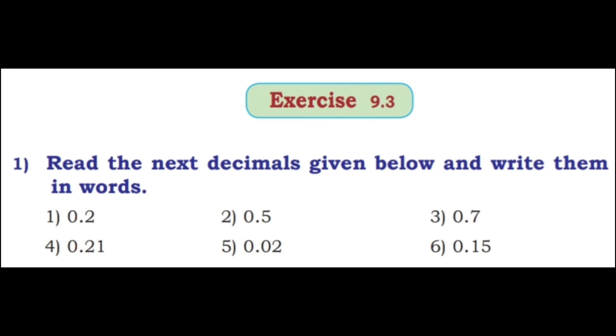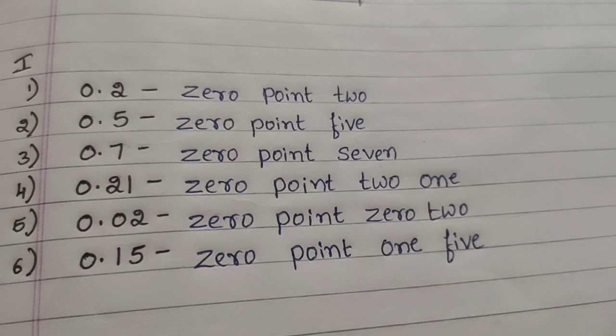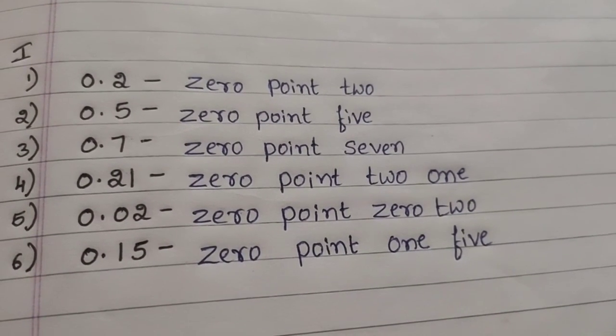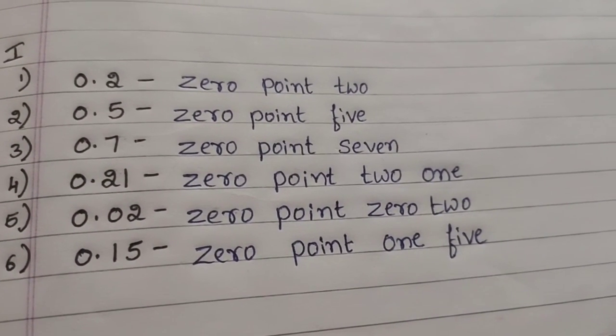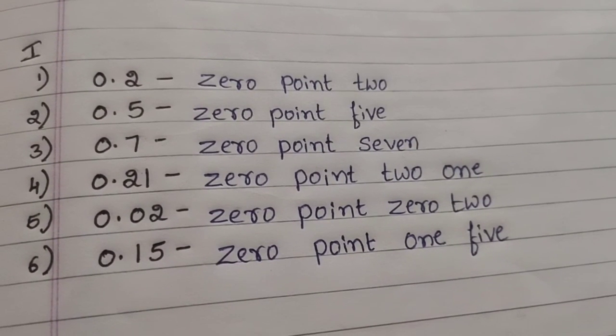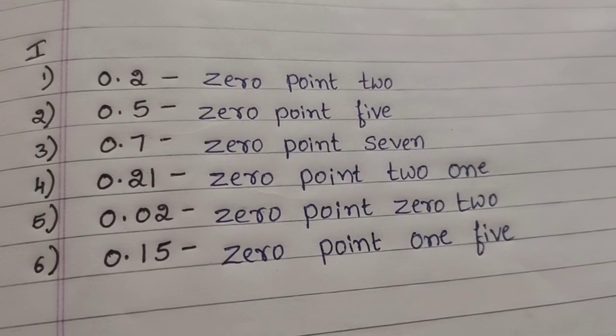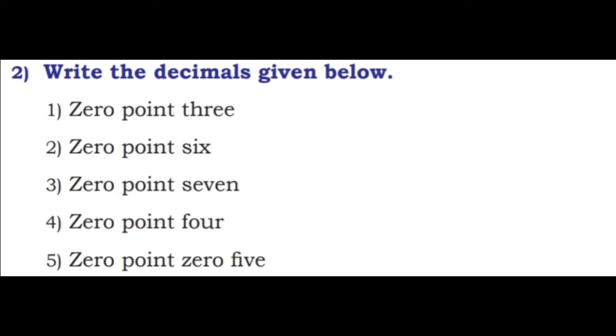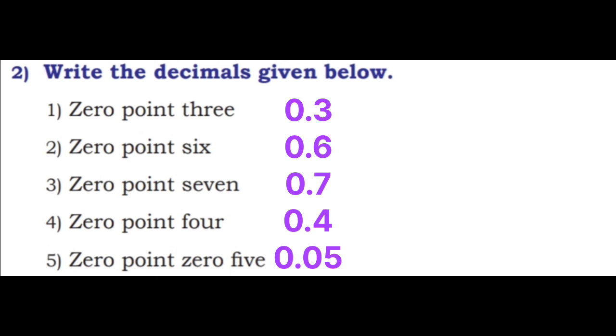Read the next decimals given below and write them in words. So I will write them next and show you. First one 0.2, second one 0.5, third one 0.7, fourth one 0.21. Do not write it as 21, you must write it separately after the point. 0.02, 0.15. Next, write the decimals given below. 0.3, 0.6, 0.7, 0.4, 0.05. You must learn to write like this.